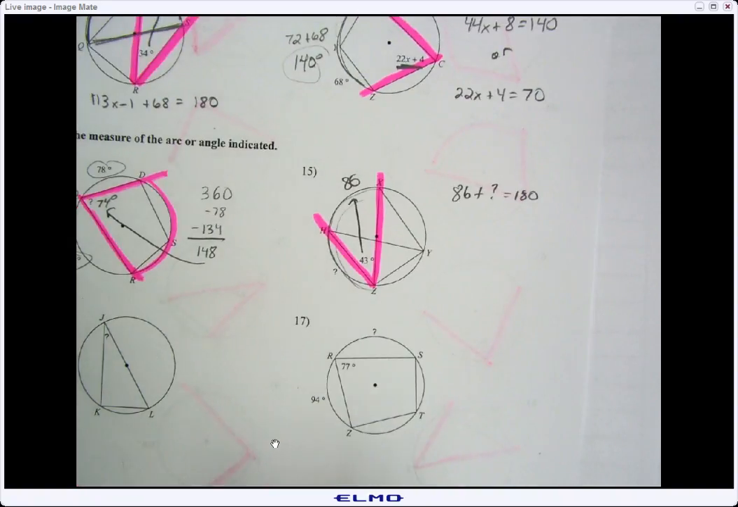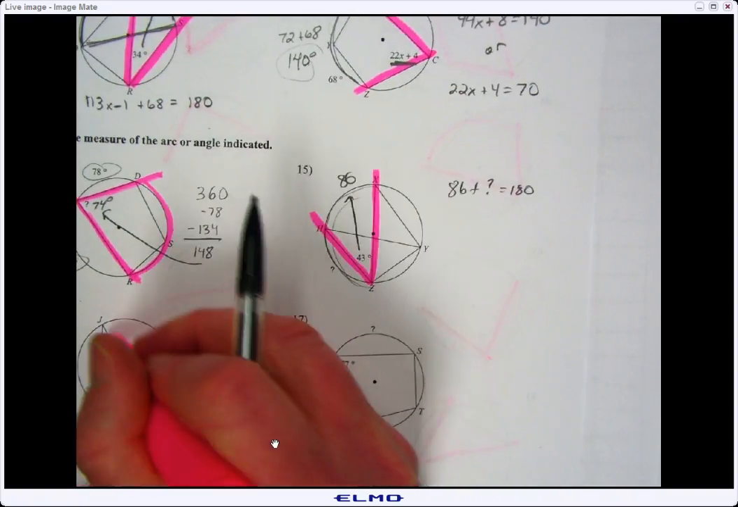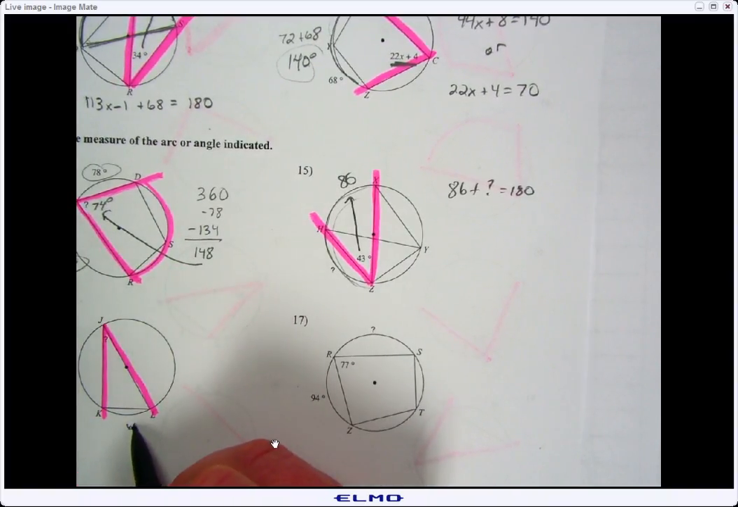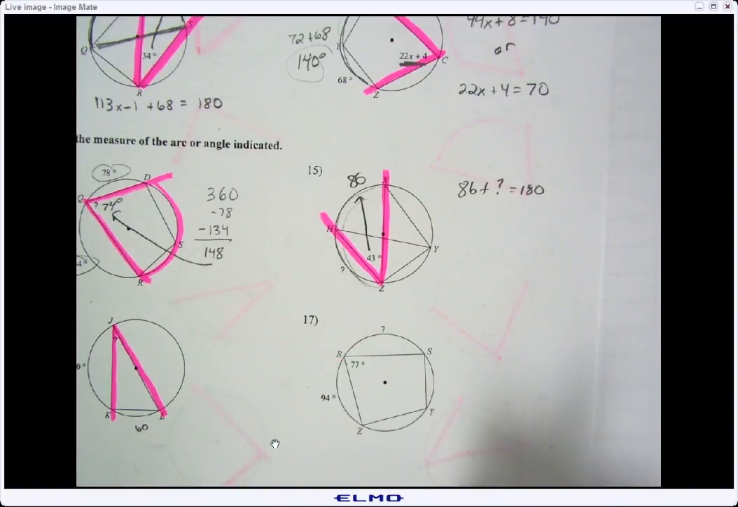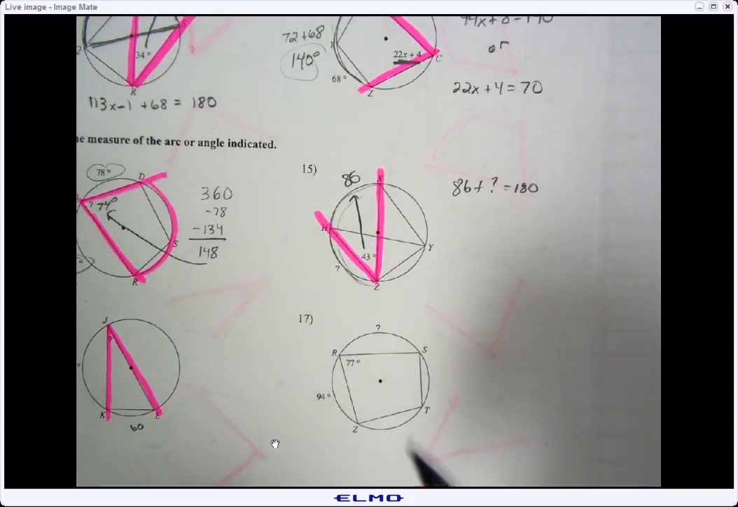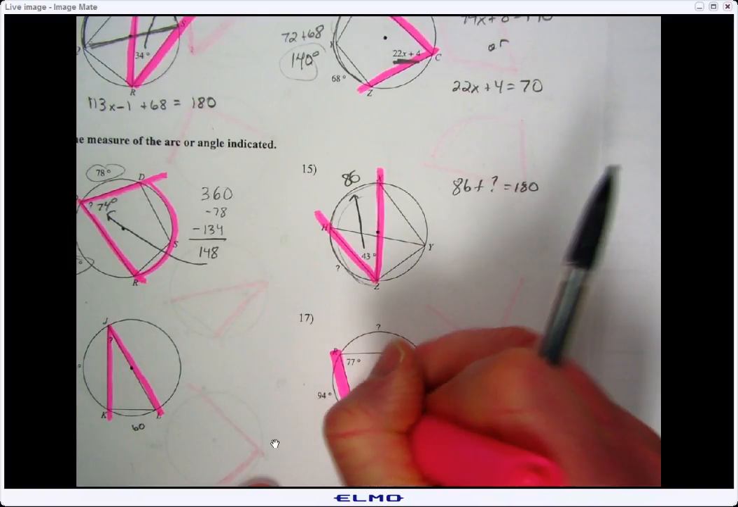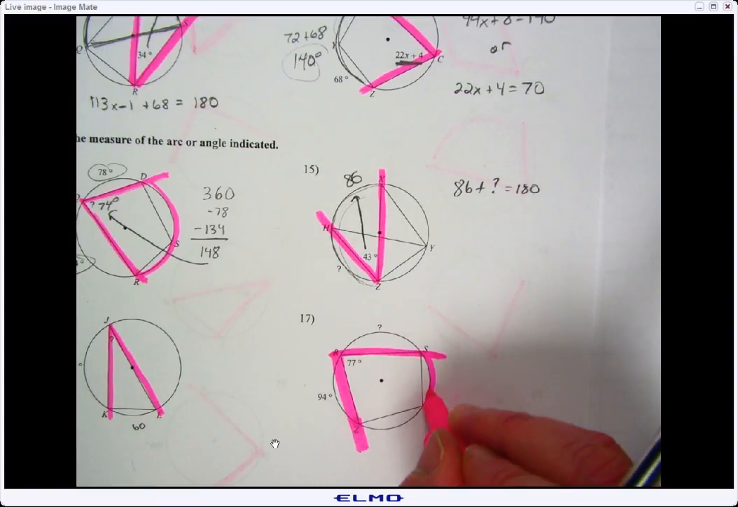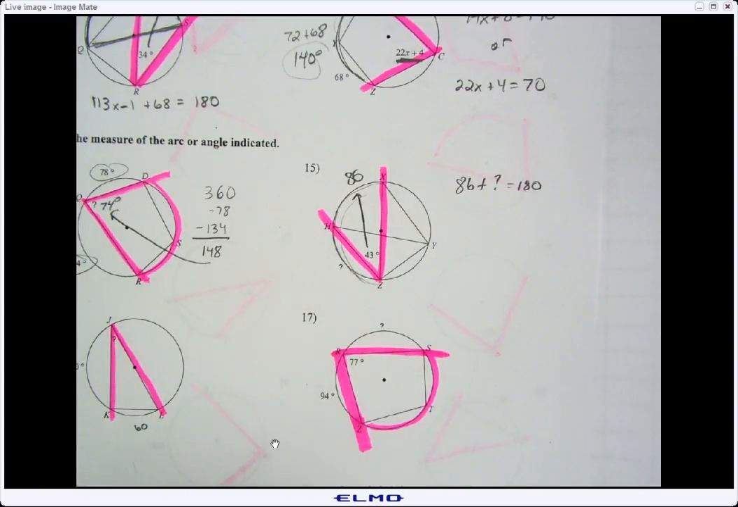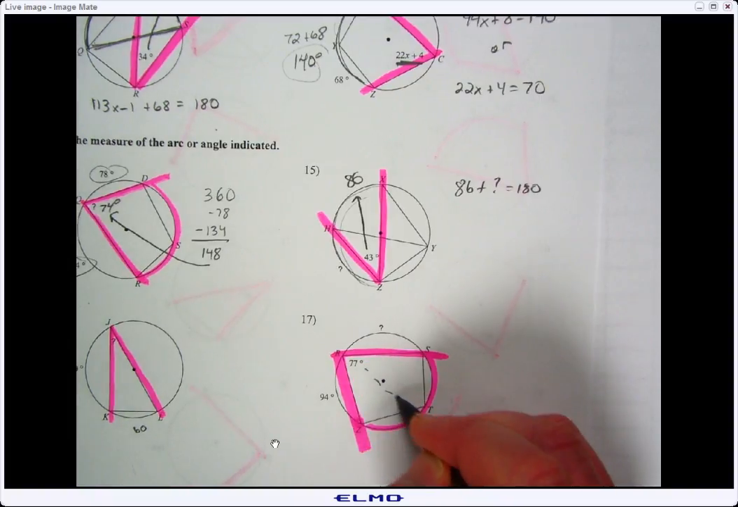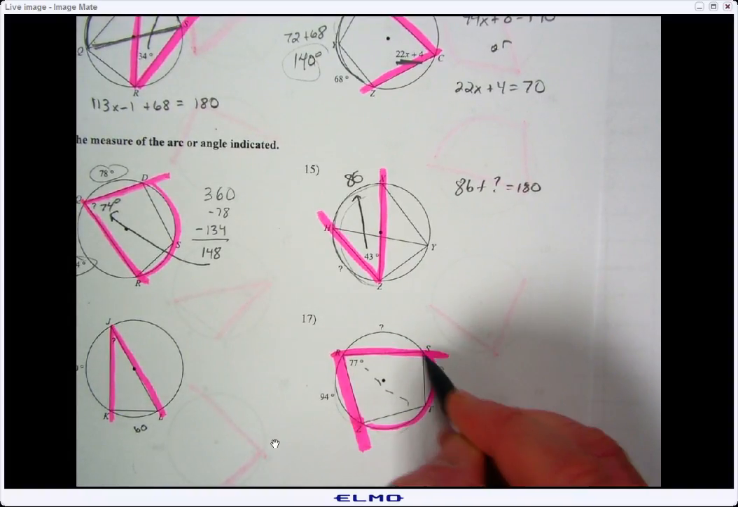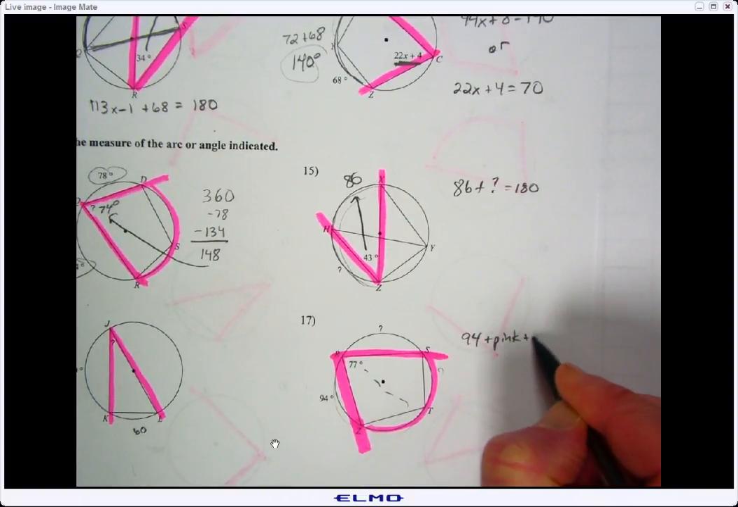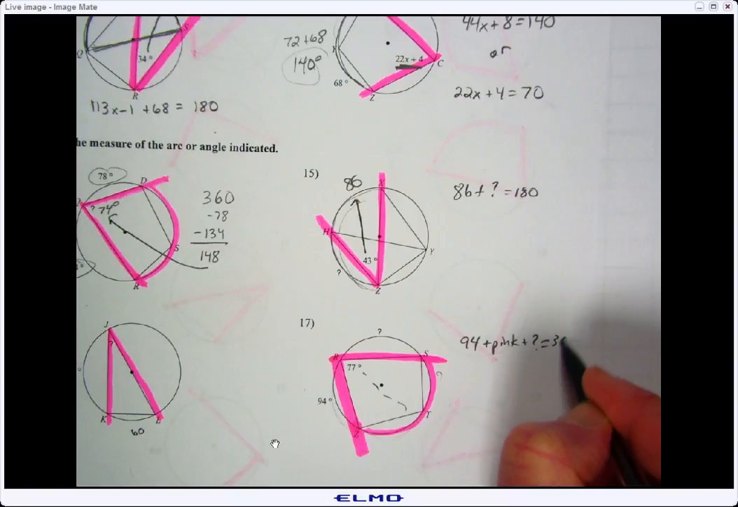So trace, this is 60, so you know half of your angle there. So I can find this pink by doubling the 77, and then 94 plus what I find plus question mark. We're going to use that, adds up to 360.